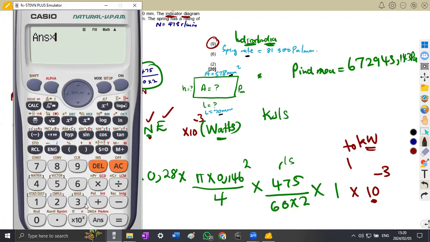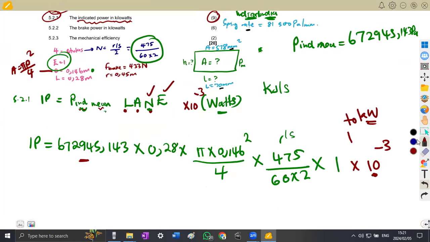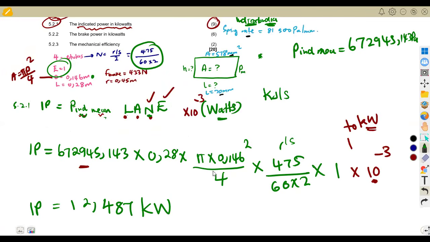But in order for you to have your answer in kilowatts, that's where you have to multiply by what? By 10 to the exponent of -3. So by 10 to the exponent of -3, we are going to have our answer in kilowatts. So that is our answer that we obtain, which is 12,487. All right. This is 12,487. That is our indicated power, in kilowatts. So the answer is automatically in kilowatts.